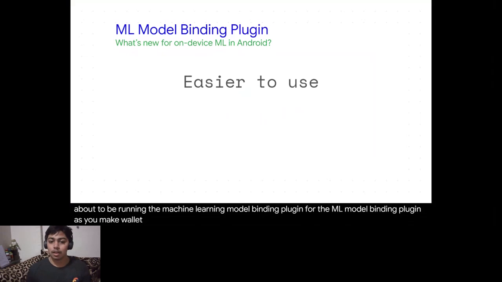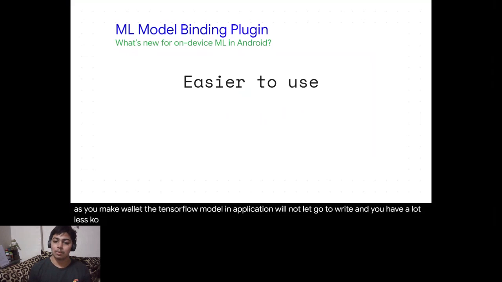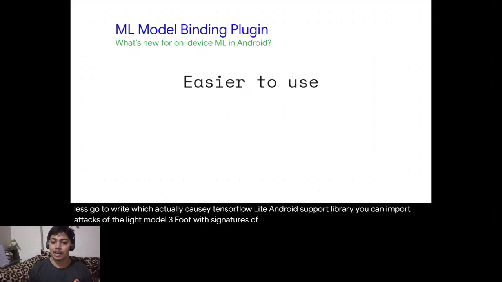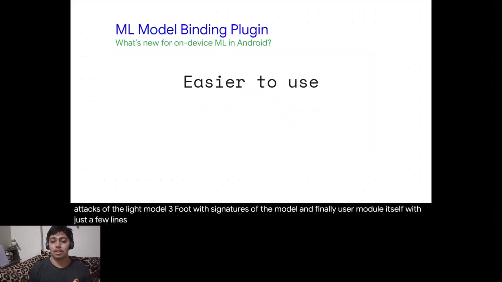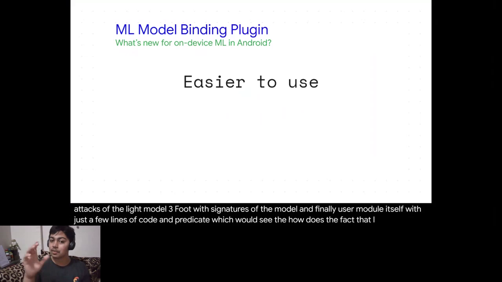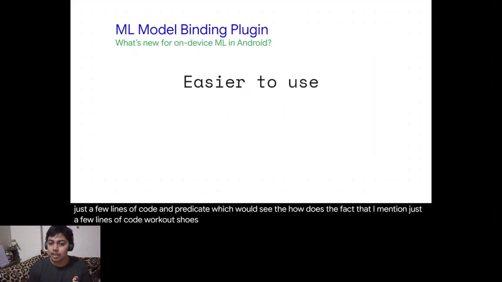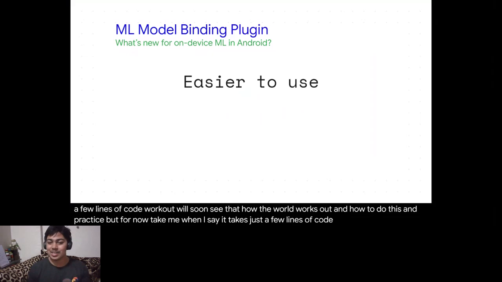The ML model binding plugin makes it super easy for you to use a TensorFlow model in your application. You essentially have a lot less code to write, which actually calls the TensorFlow Lite Android support library. You can import a TensorFlow Lite model, read the input-output signatures of the model, and finally use the model itself with just a few lines of code, which is pretty good. We'll soon see how the code works out and how to do this in practice. But for now, take me at my word when I say it takes just a few lines of code and it's very easy to use.